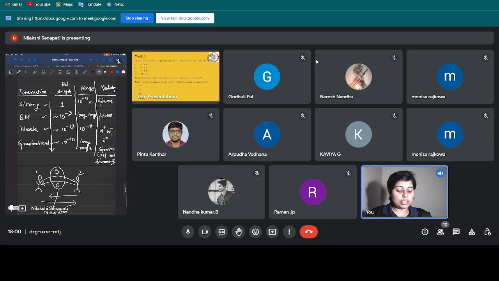But yes, these are the four interactions, these are the relative strengths of them, this is the range, and these are the mediators which are working to support these interactions. Okay, now method.